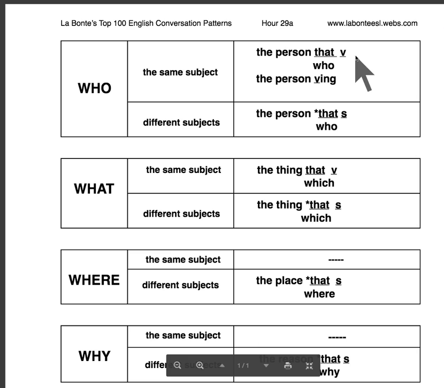If the subjects are different, this is the format. S is the sentence. Different subjects. Here, the man walking is just one person, right? Here, the person that I met. I and the person, those are 2 different people, so they're different subjects. Wherever you see the asterisks here, these are optional. So the person that I know, the person who I know, the person I know is the same.